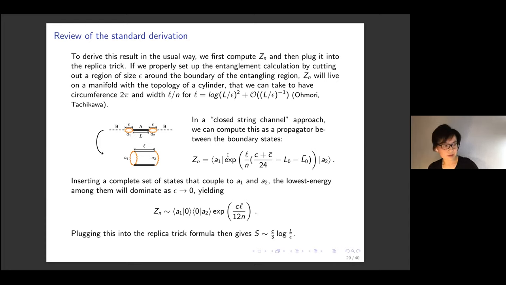So now taking a closed string channel approach to computing this partition function, we can compute it as a propagator between the boundary states. And if we then insert a complete set of states that couple to A1 and A2, the lowest energy among them will dominate as we send epsilon to zero, which puts Z_n in this form at the bottom, where we can isolate the n dependence in some exponential term from some boundary entropy-like prefactors. And plugging this into the replica trick formula gets back this famous c over 3 log L over epsilon result.